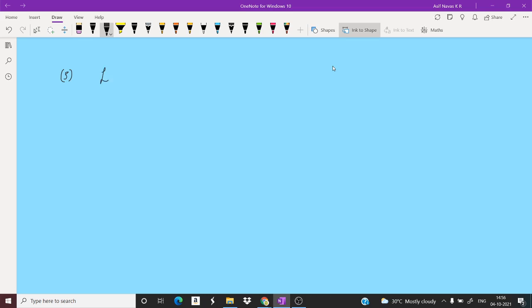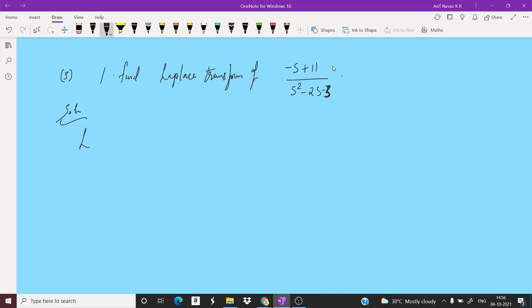Okay, find the inverse Laplace transform of minus s plus 11 divided by s square minus 2s minus 3. Solution: we have to find L inverse of minus s plus 11 divided by s square minus 2s minus 3. So in the numerator here there is s and some constant, and in the denominator it is something like s square minus 2s minus 3.